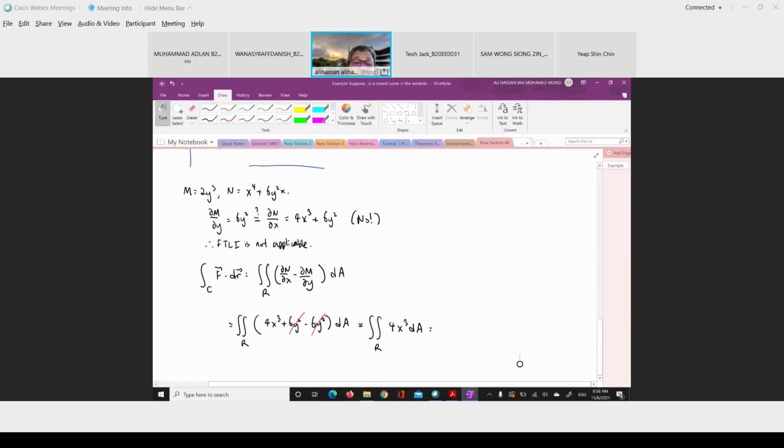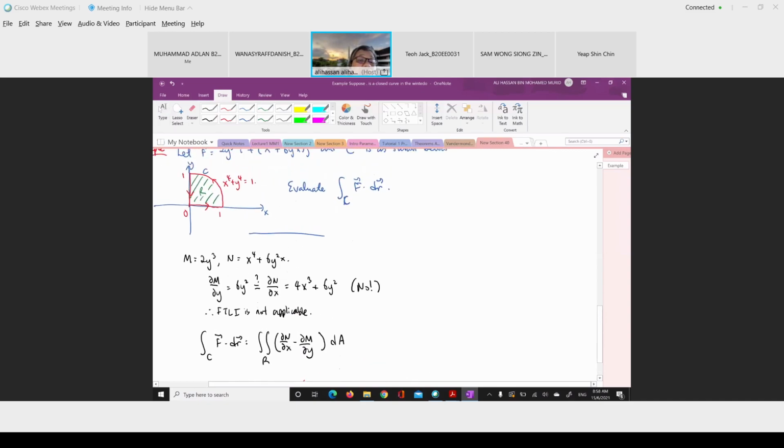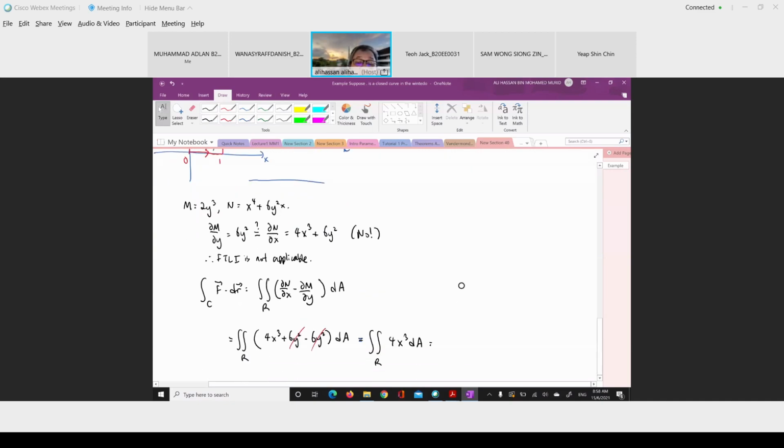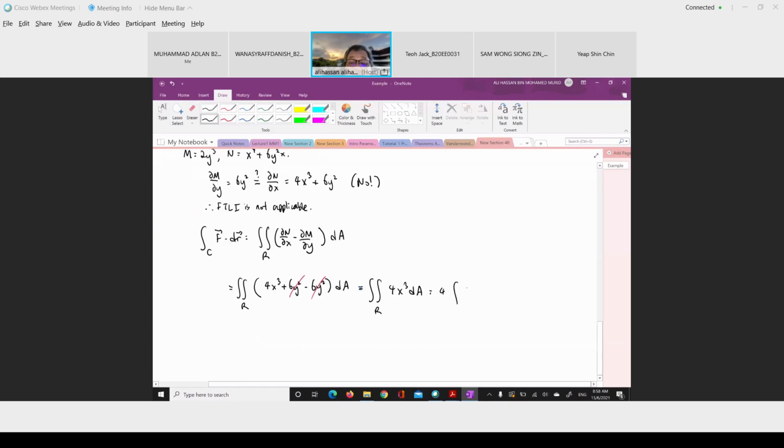So what are the limits for this double integral? We have to go back to the diagram. This equation implies y equals (1 minus x to the power of 4) to the power of 1 over 4, and x is between 0 and 1. So again, we integrate with respect to y first, dy dx, where y is from 0 up to (1 minus x to the power of 4) to the power of 1 over 4, and x is between 0 and 1.